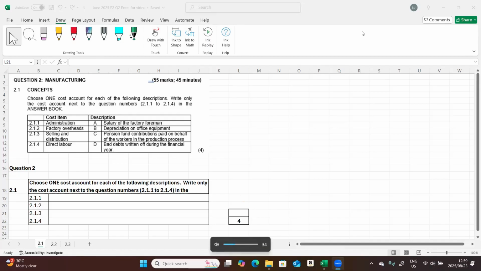Hi, grade 12s. What we have in front of us is question number two of the June 2025 Free State Department paper. And this specific question is manufacturing.